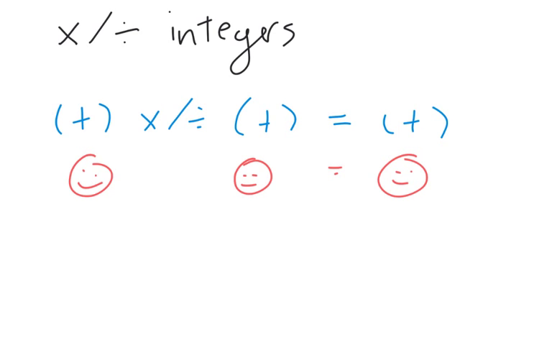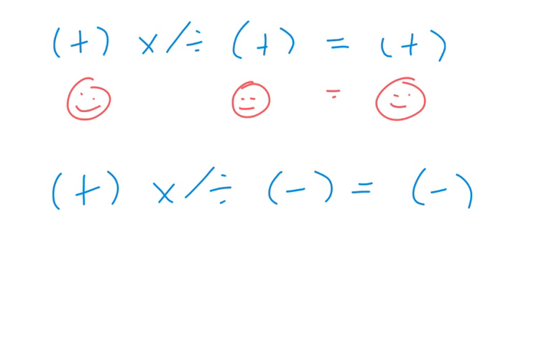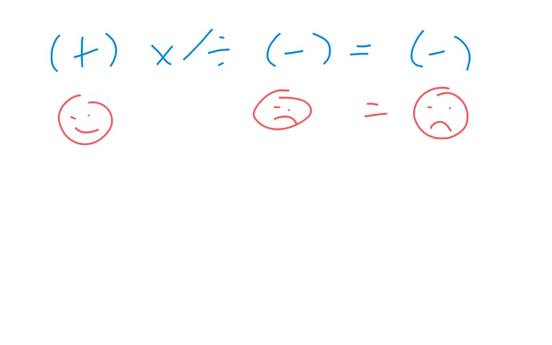Let's take a look at another scenario. So let's make some space for ourselves. When you have a positive number multiplied or divided by a negative number, the answer is going to be negative. Just like our previous video, if you have a happy person, a positive person, hanging out with a negative person, the overall mood is going to be negative because that negative person is going to bring the overall mood down, so to speak. Let's make some space for our final example.